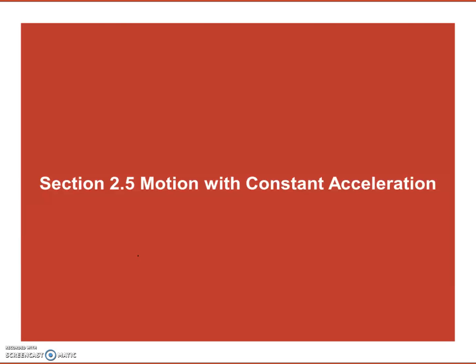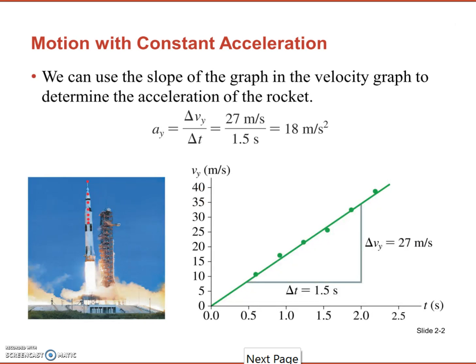In this video, we'll be discussing the fifth section of Chapter 2, motion with constant acceleration. So what does it mean to have constant acceleration? Well, if we take a velocity graph, if the slope of the velocity graph is a straight line, if it's a constant slope, then we have constant acceleration.